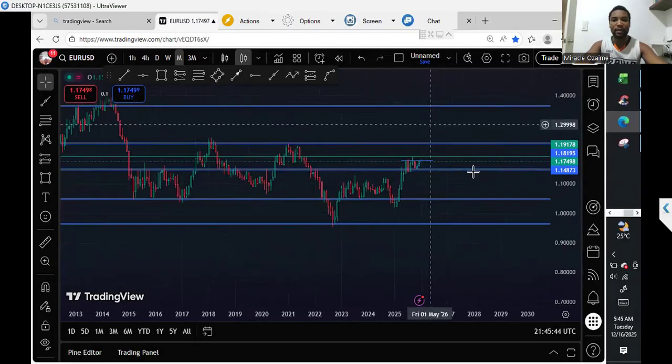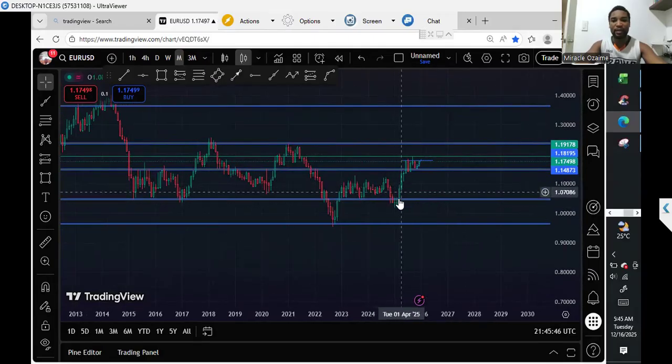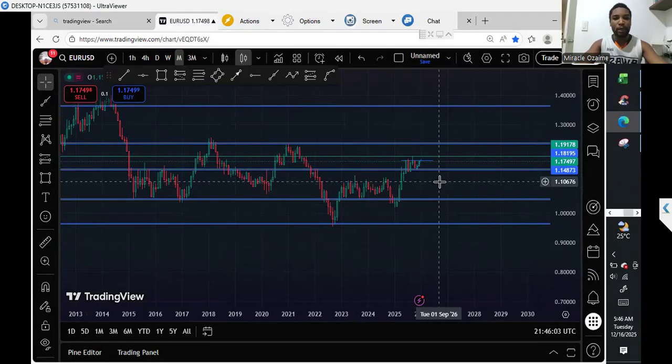Initially, I was thinking that this is a head and shoulder pattern on the monthly time frame. So I was thinking this is the right shoulder and this is the head, and potentially it's supposed to come and form at least to the structural region of this area. That was my thought previously. But the market is doing something differently.